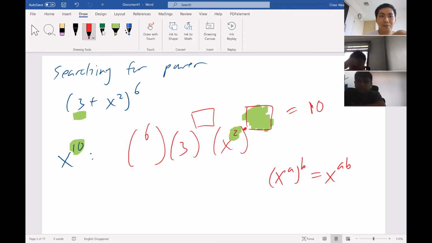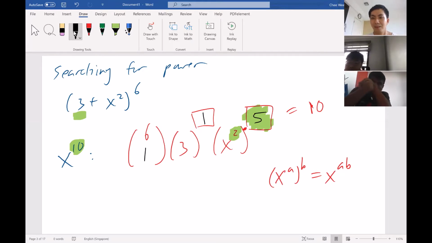Okay, then from here, everything resolves itself. The green box must thus be 5. If this is 5, then this one must be 1. Then since it's 1 and 5, I personally prefer to write 1. Then that's the answer. So once again, this is 6 minus 5. This is 1 or 5.